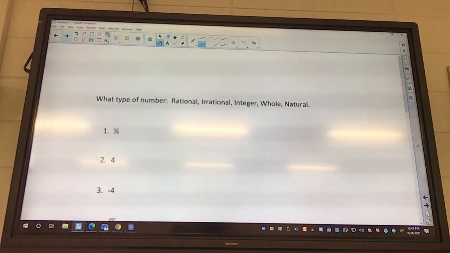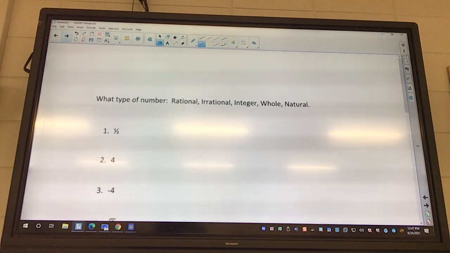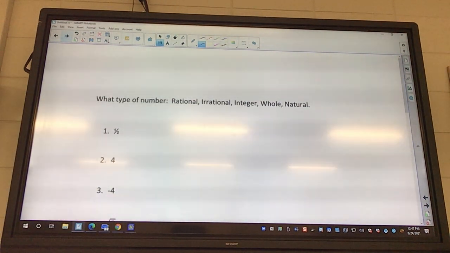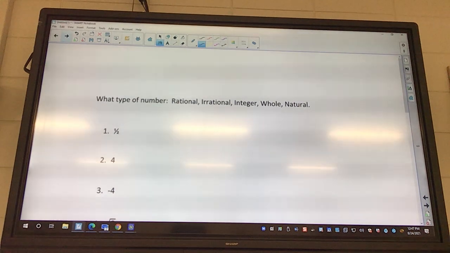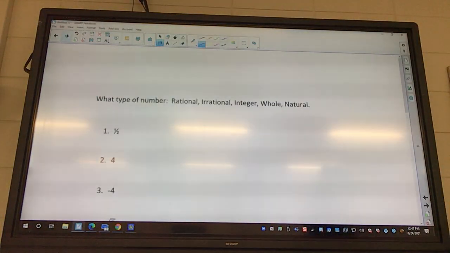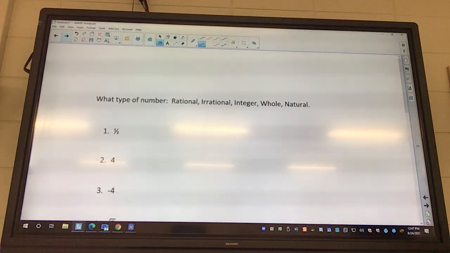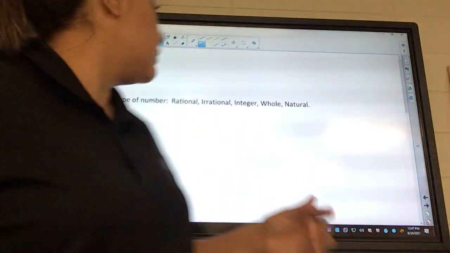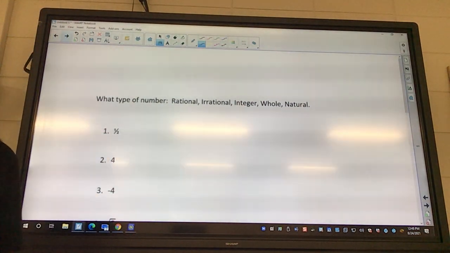Okay, 1/2. We start on the inside of the chart. Is it natural? No. Okay, 1/2. Is it natural? Look at the inside of your chart. Is it a natural number? What number did you say? 1/2. Well, we're looking at number 1, but the number we're given is 1/2.